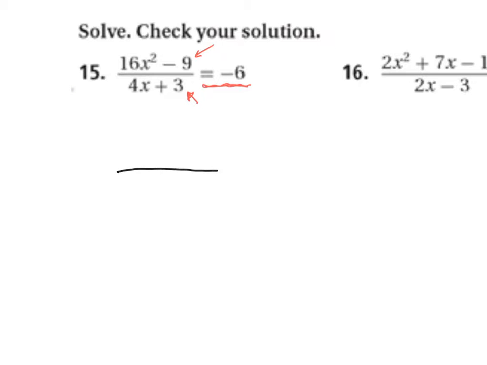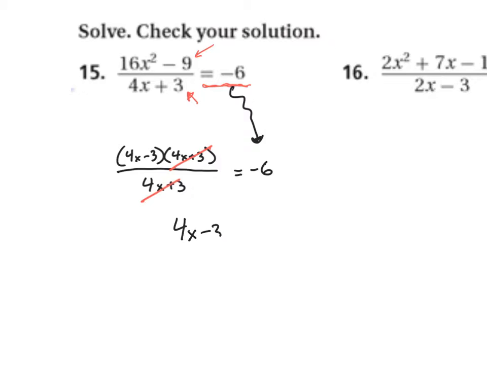Let me rewrite the top. So this is going to be 4x minus 3 and 4x plus 3 over 4x plus 3. And then we're still equal to negative 6, okay? So let's keep this guy chugging along here. All right, anything that cancels? Well, yeah, that group canceled with that group. Okay, so then we're left with 4x minus 3 is equal to negative 6.